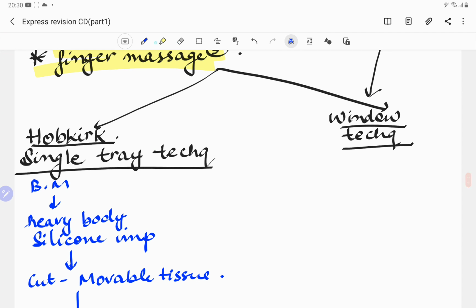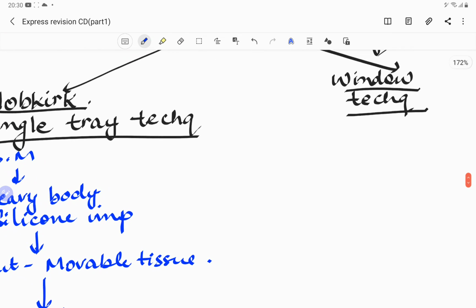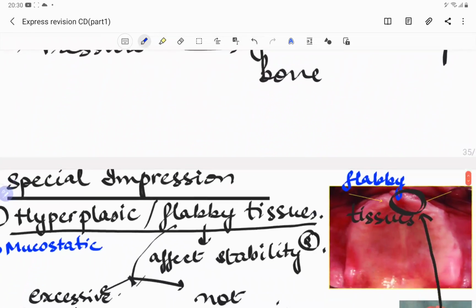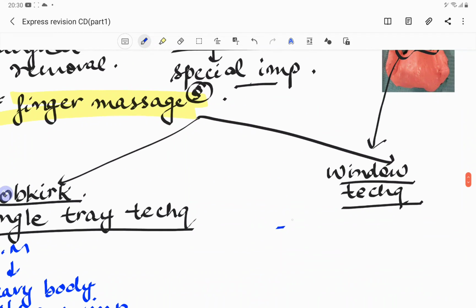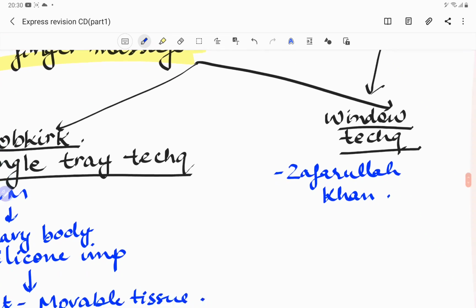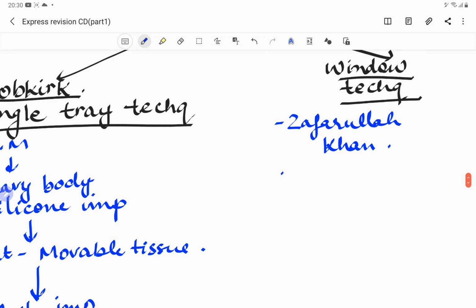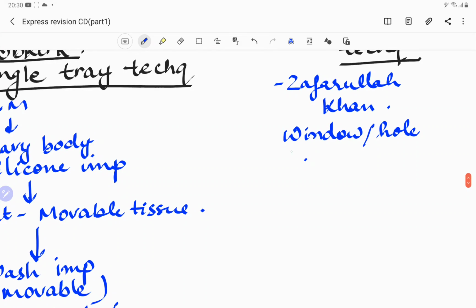So, talking about the window technique. The window technique was given by Zafarullah Khan. What we do is make a window, or a hole, in the custom tray in the area of the flabby or movable tissue.